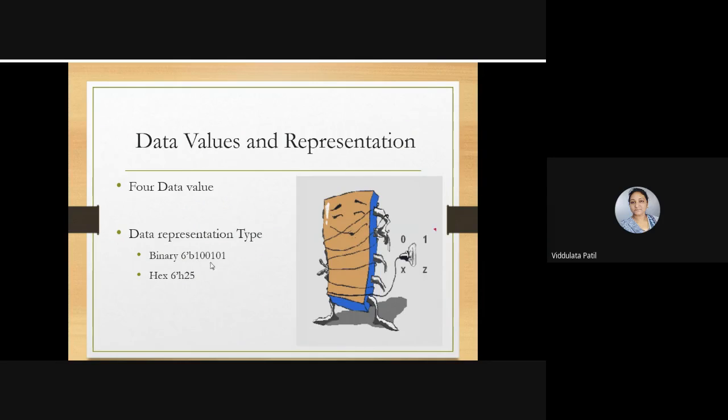And the binary values that follow are the actual number, that is 100101. Okay, now can anybody tell me what is the meaning of this? 6'h25.